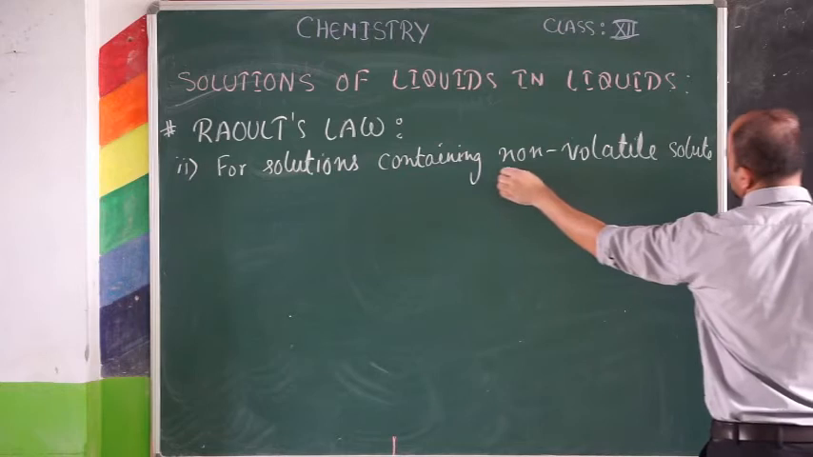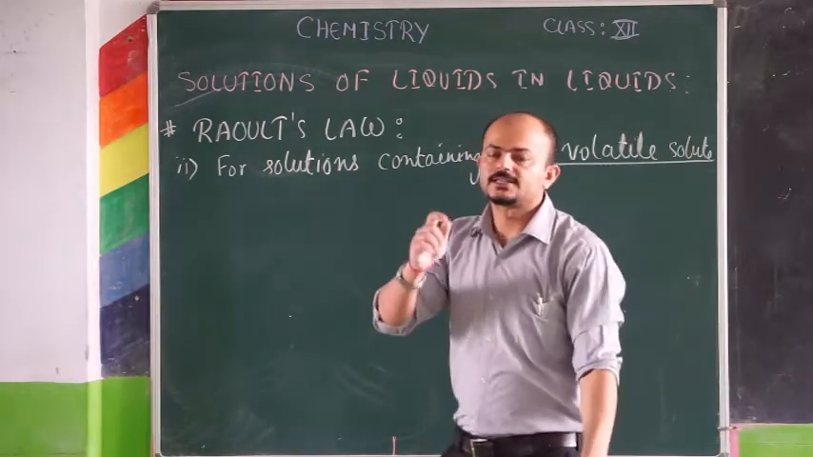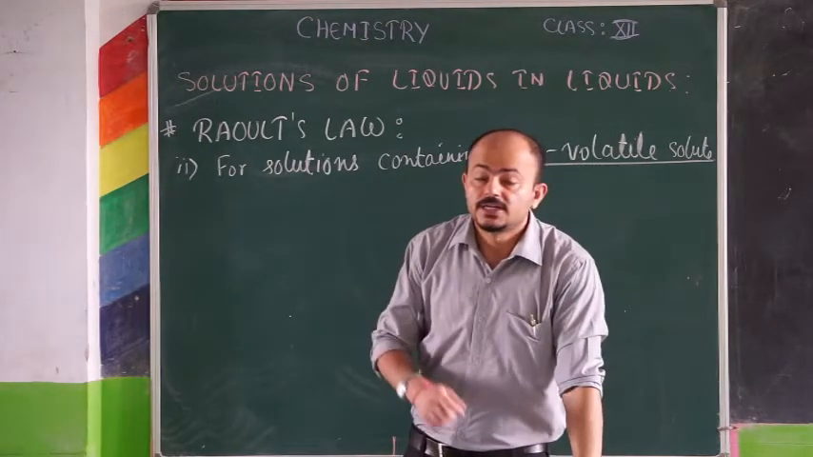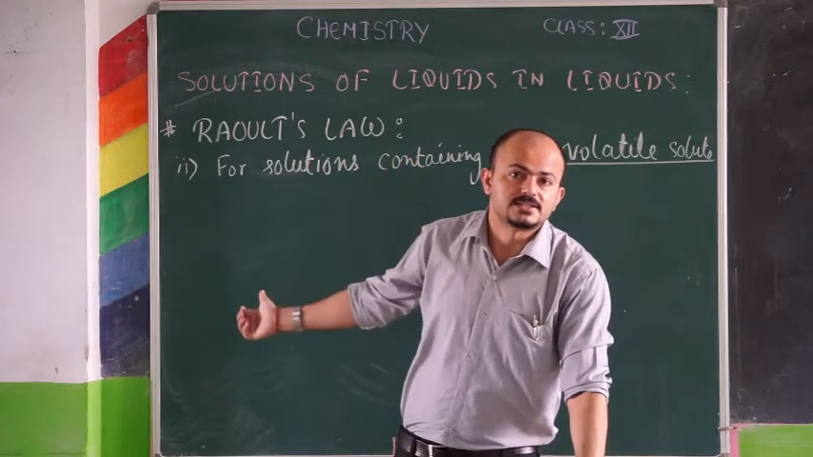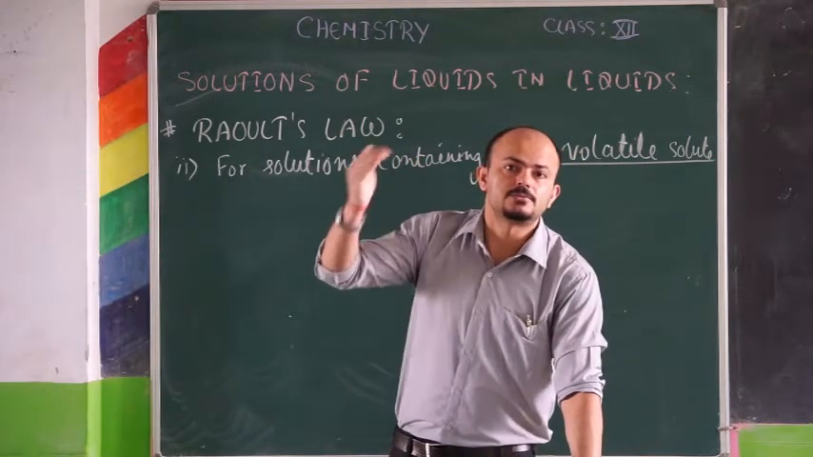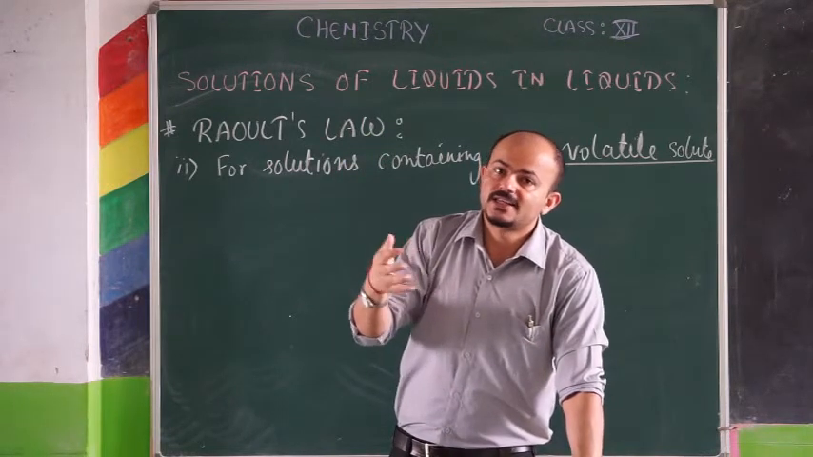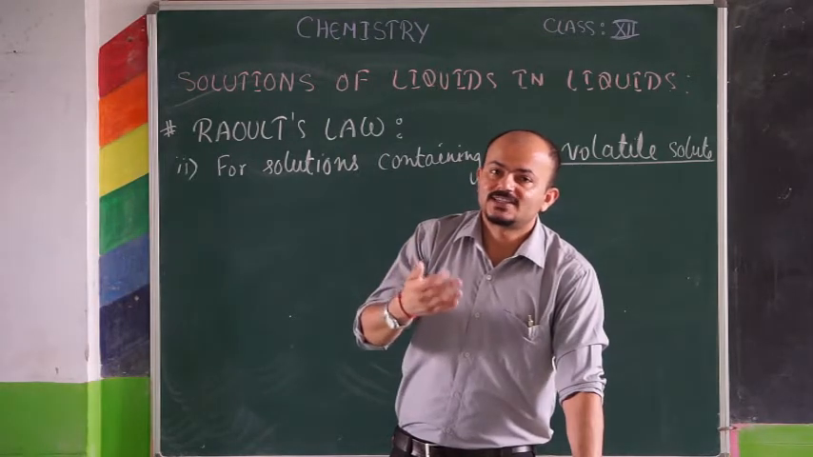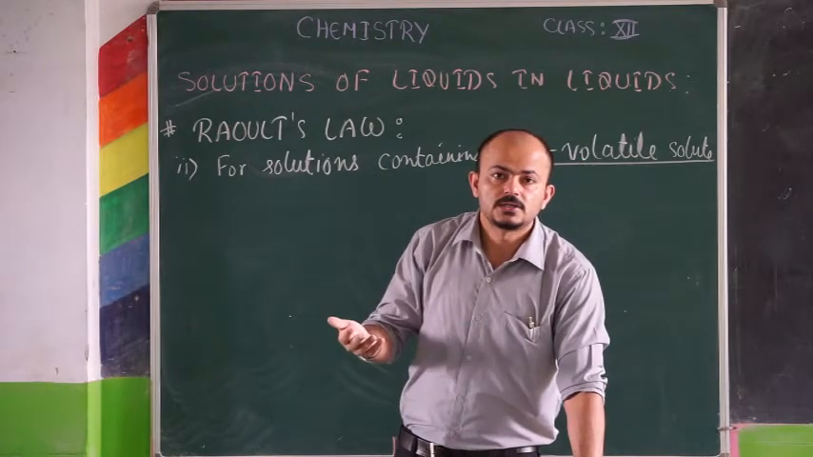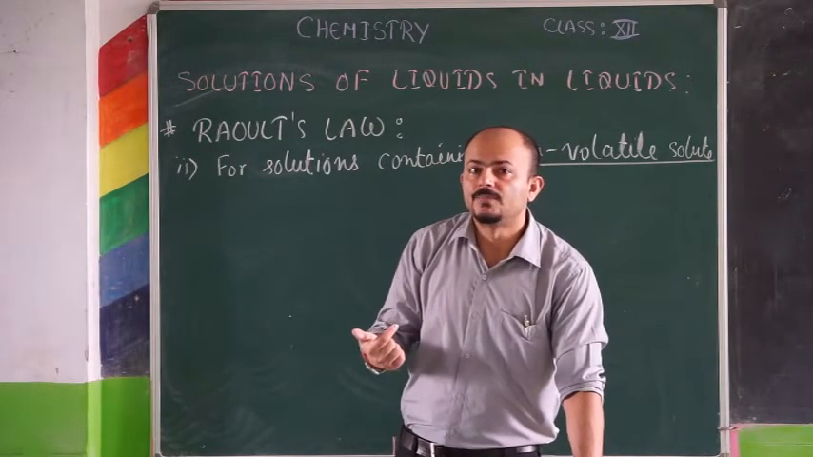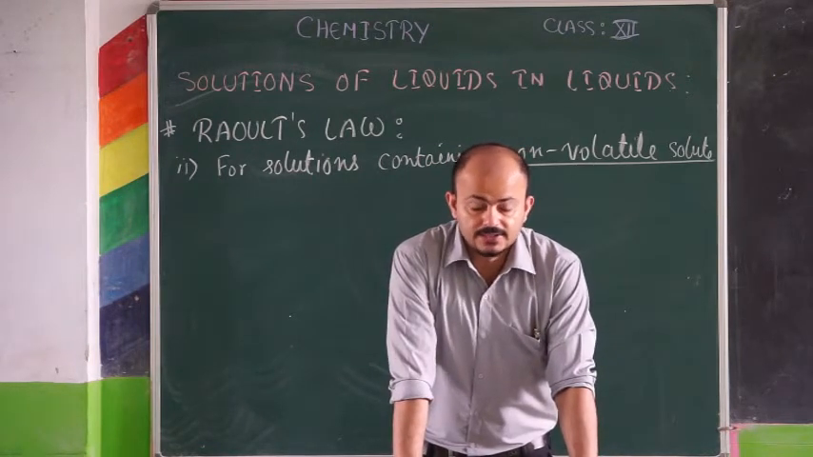Now whenever we talk about a non-volatile solute, that means this particular non-volatile component is not contributing to the total vapor pressure. Why? Because, as we have just discussed, it's not going to the vapor phase. If it doesn't go to the vapor phase, that means it cannot exert pressure. It is remaining in the liquid state itself, it hasn't gone to the gaseous state. That means there is no question of it exerting vapor pressure. Please remember this.